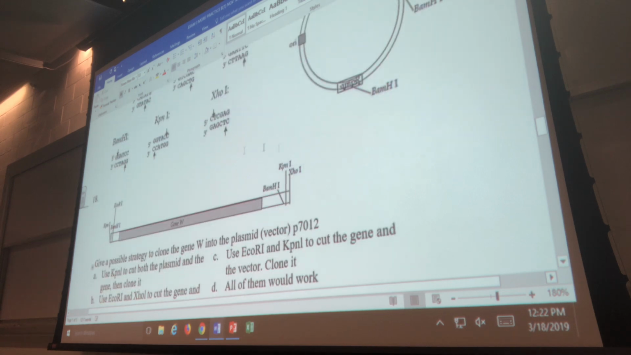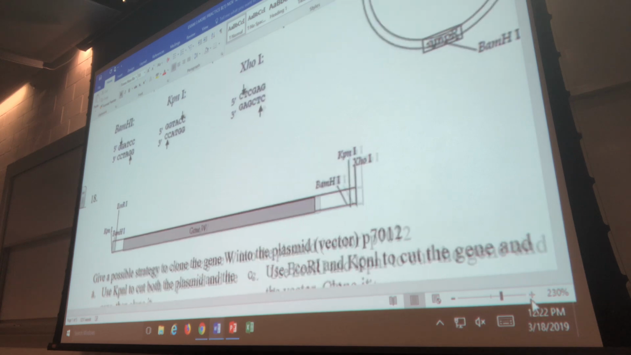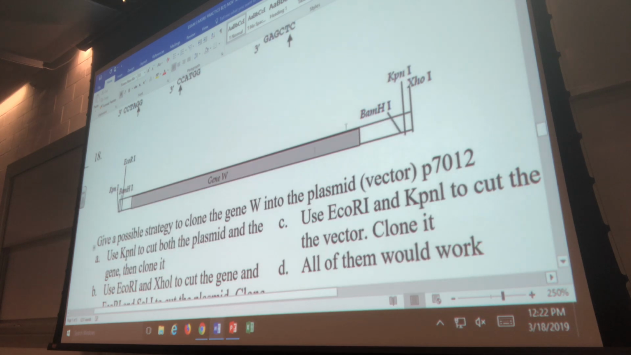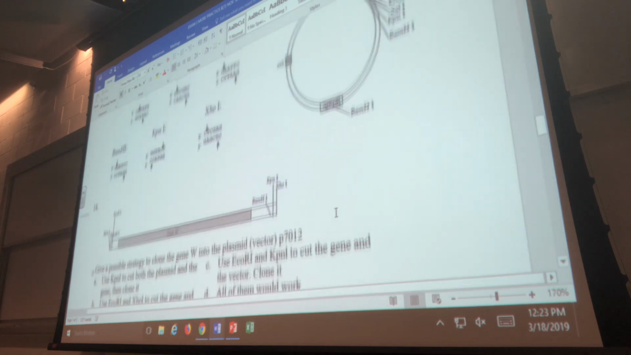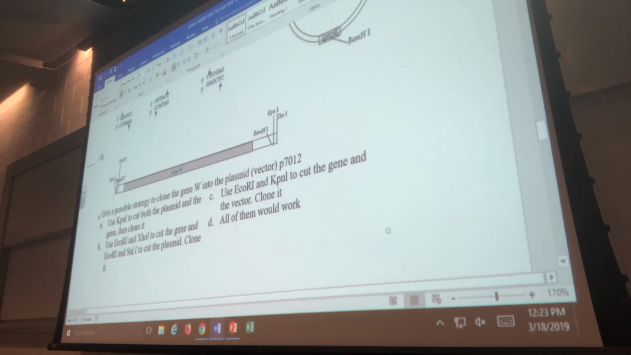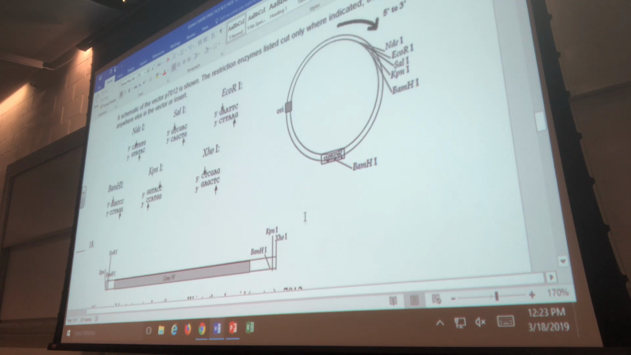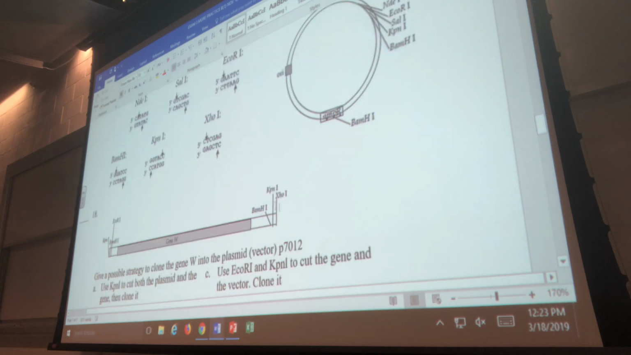Here is the gene we actually want to insert. Let me zoom in some. Here's the gene we actually want to insert into the prokaryote. And here are the same restriction enzymes and where they cut respectively on this gene here. The question is, give a possible strategy we can use to take this gene, to clone it into the plasmid over here. All right, let's go through each answer choice one at a time. There might be more than one correct answer.